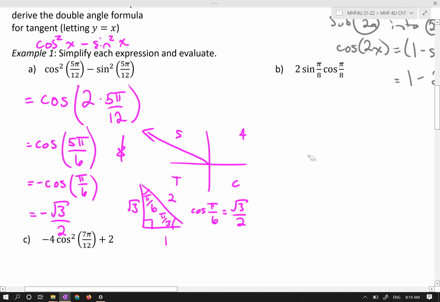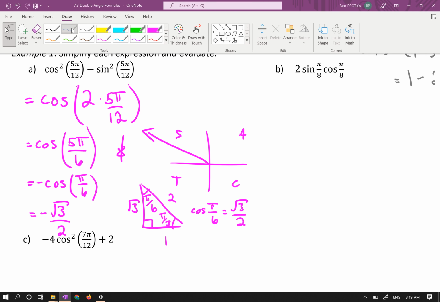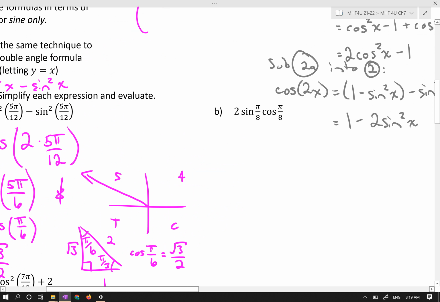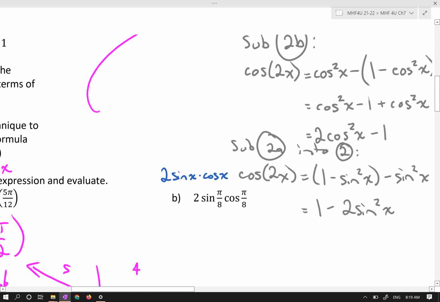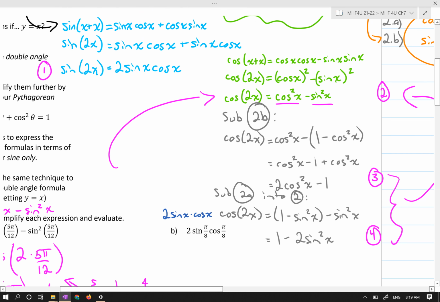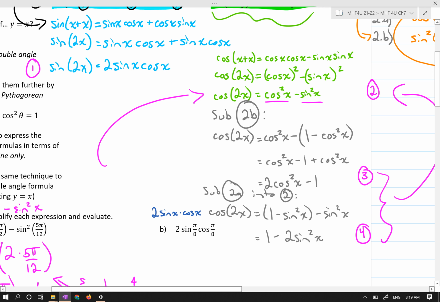I'm not going to solve all of example 1b, but we will go through it a little bit here. So again, we're trying to recognize, okay, if I have 2 times the sine of an angle times the cosine of that same angle, then really what I'm working with is something like 2 times the sine of x times the cosine of x. So I'm asking myself, do I see that in any of my work up here? And yes, I do. I see this in equation 1, identity 1, 2 times the sine of x times the cosine of x. So now I know that that's going to be equal to the sine of 2x.